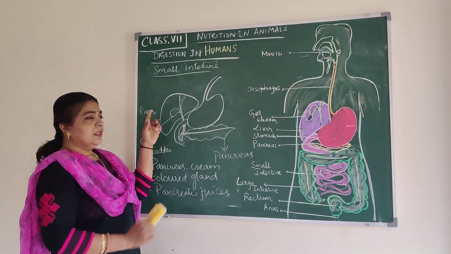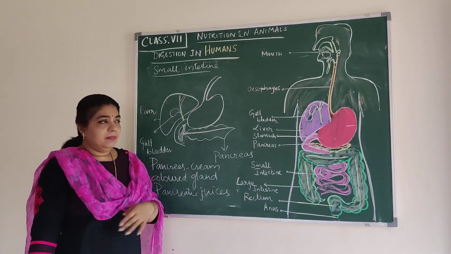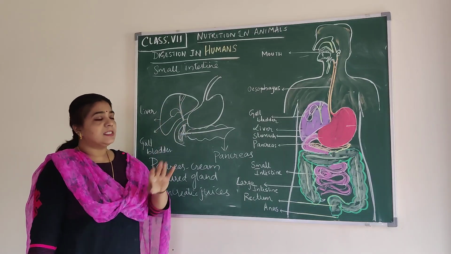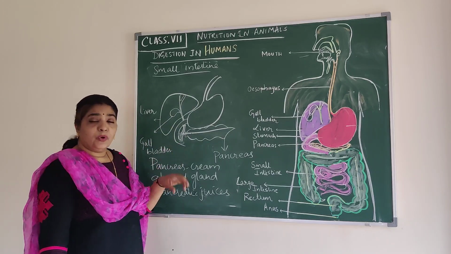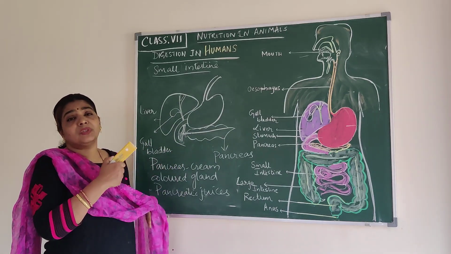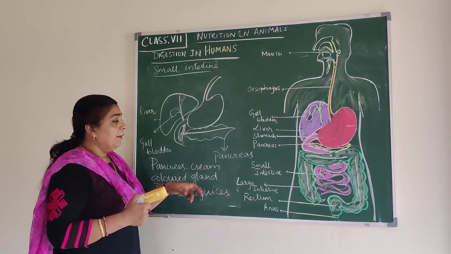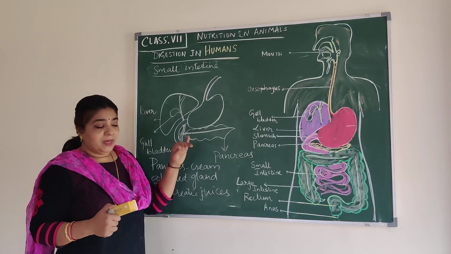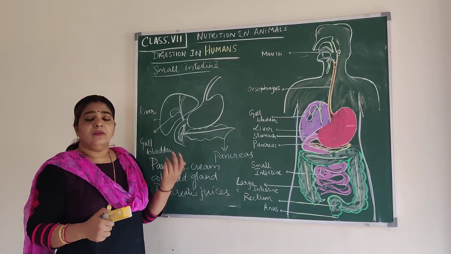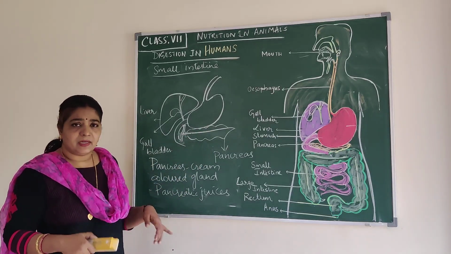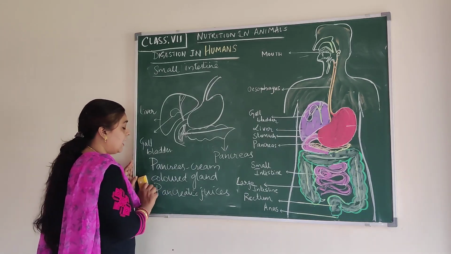So let us see now the liver. The liver is the largest gland, present in the abdomen towards the right side. It will produce the bile juice. Bile juice will help in digestion of fat. Whereas the pancreas is a cream colored gland present just below the stomach. It will produce various juices, that is pancreatic juices, which will help in digestion of carbohydrates, fats and proteins.